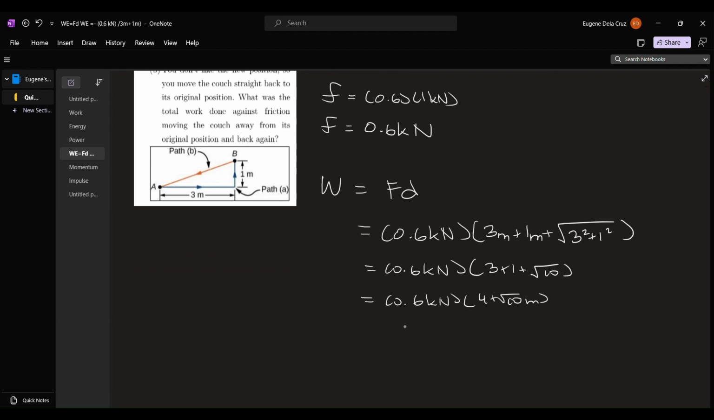So by using a scientific calculator, we can get that this is equal to approximately 4.3 kilojoules. So that's the final answer for letter B. Therefore, the work done against friction, moving the couch away from its original position and back again, is 4.3 kilojoules.